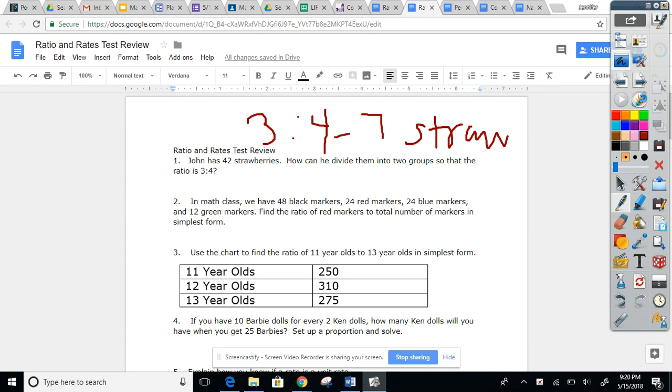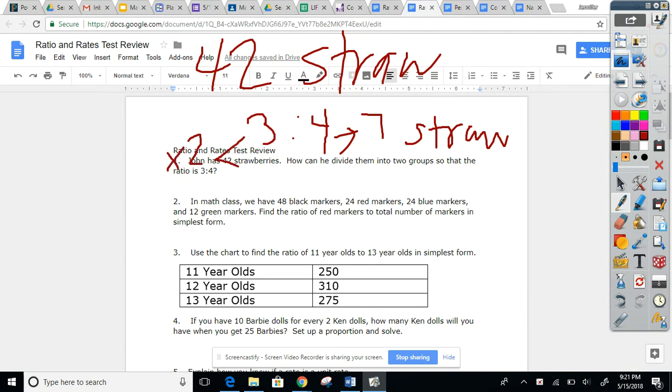Okay. I think the easiest way is to take this step by step. So my goal is to have 42 strawberries total because that's how many he has. Now, the first ratio is 3 to 4. I'm going to just keep making equivalent ratios until I get to 42 strawberries. So I'm not going to add to find equivalent ratios. I'm going to multiply. So I'm going to say 3 times 2.